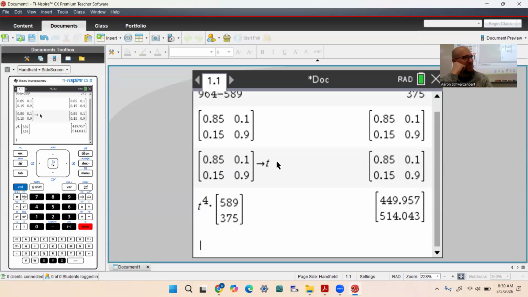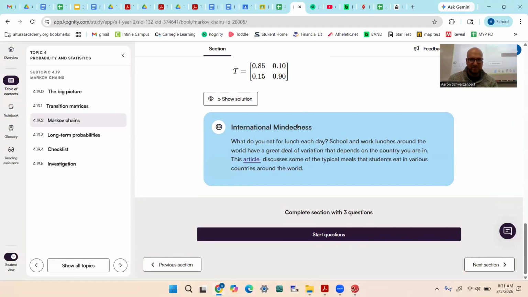Cafeteria is getting less and less popular. They got to get better food, I guess, or cheaper prices. Okay. That kind of makes sense. That was pretty easy, wasn't it? So that's predicting with Markov chains. They can be used for all kinds of things. I have a video on AI using them.